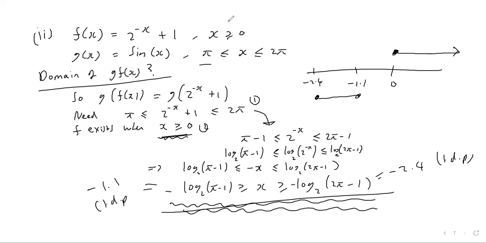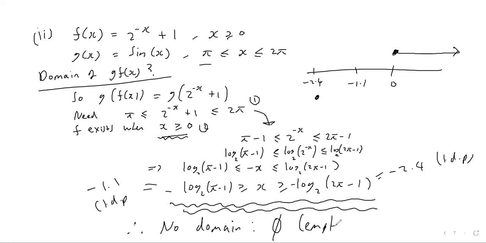So actually, there is no domain. So this function does not exist at all. Therefore, there is no domain. So actually, the domain would be the empty set. This kind of 0 symbol with a line through it is called the empty set. So there is no domain, and therefore there is no function. This function does not exist with these domain values.